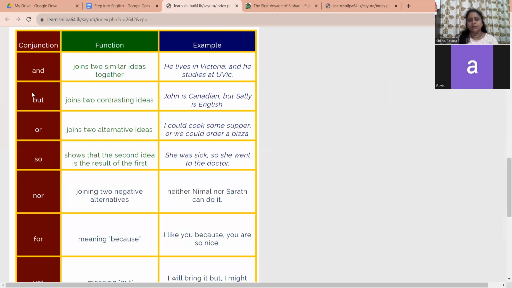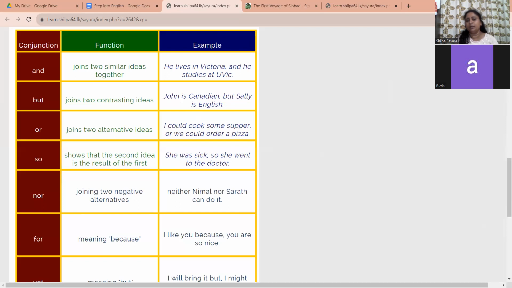If you see another coordinating conjunction, something very common, but. Again it coordinates, but not like and. It's not two similar ideas. Instead, it joins two contrasting ideas, two ideas different from one another. John is Canadian, but Sally is English.